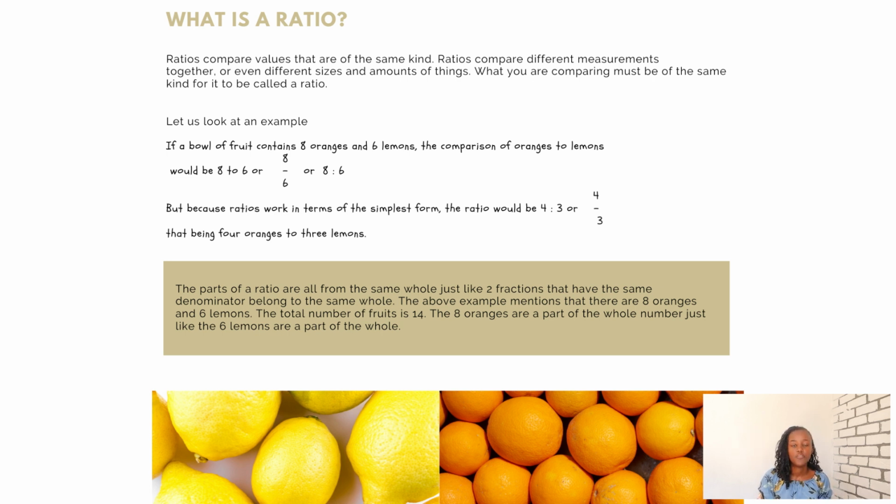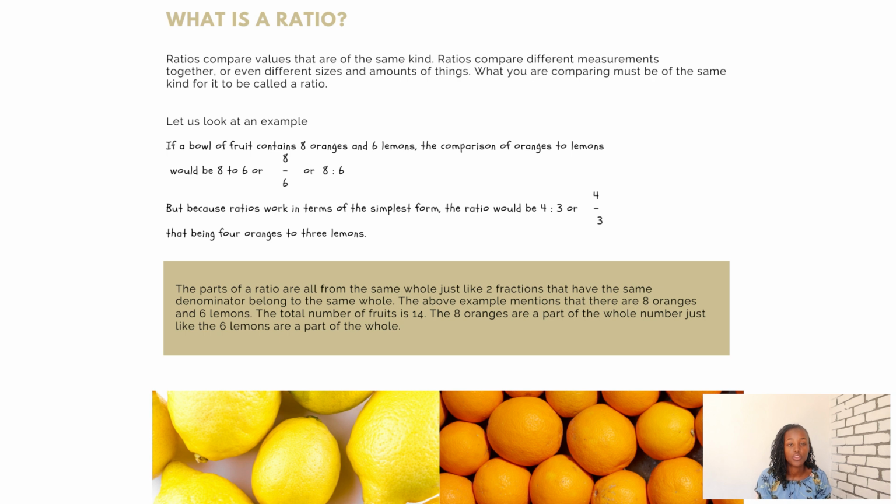So for example, if you have a bowl of fruit, and this bowl of fruit has 8 oranges and 6 lemons, the comparison of oranges to lemons would be 8 to 6. But to see the truest comparison, you need to turn this fraction into its simplest form. By seeing it in the simplest form, it just helps you see the comparison better. So 8 to 6 in its simplest form would be 4 to 3, which basically means for every 3 lemons in the bowl, you have 4 oranges.